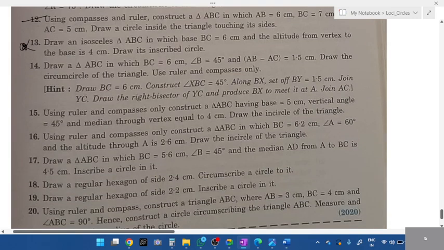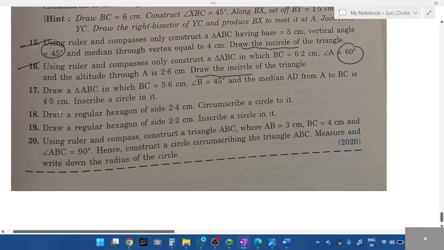Next, incircle 15 and 16. If you want, you can try even 15 and 16. Dates are not mentioned. It is not a board exam question. Just for practice, draw the incircle question. Draw incircle. 60 degrees given, 45 degrees given. Next, last three questions. Draw a regular hexagon. Regular hexagon, circumcircle, incircle. And 2020, look at the 2020 question.